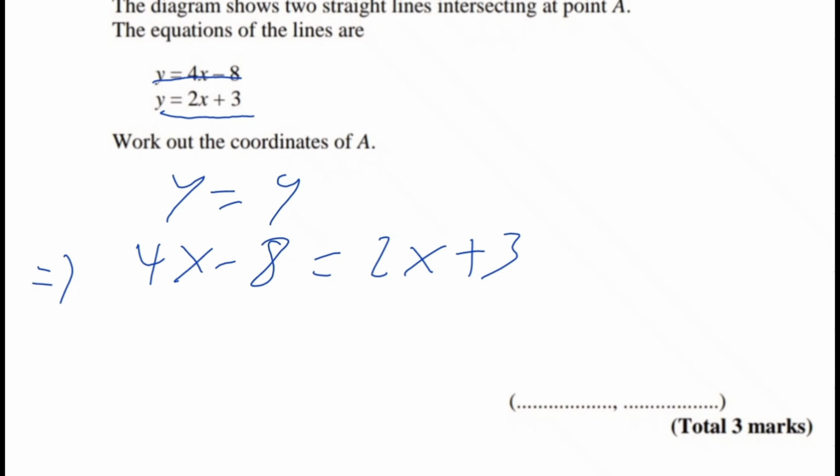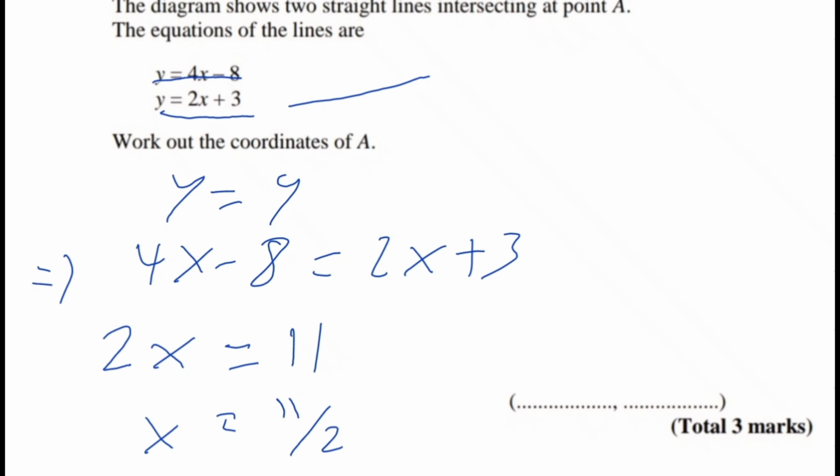We can collect like terms, move the x's to one side and the numbers to another side. So 4x minus 2x is 2x, and 3 plus 8 is 11. We can simplify this to get x equals 11 over 2. That's our x coordinate. And now we can substitute this x coordinate back into either equation.